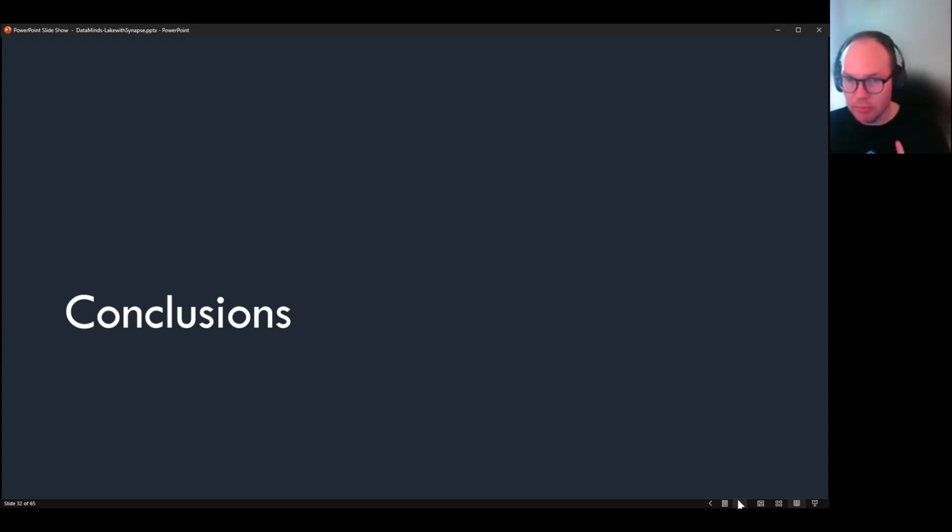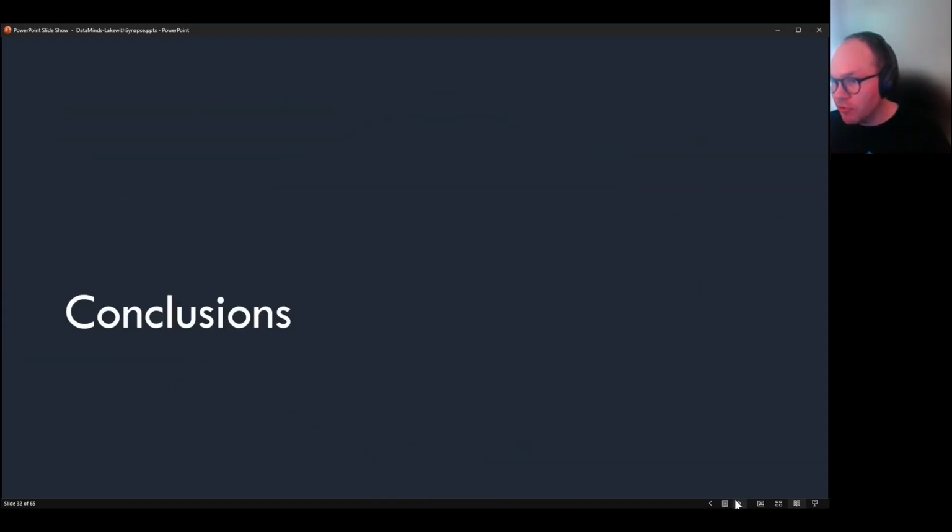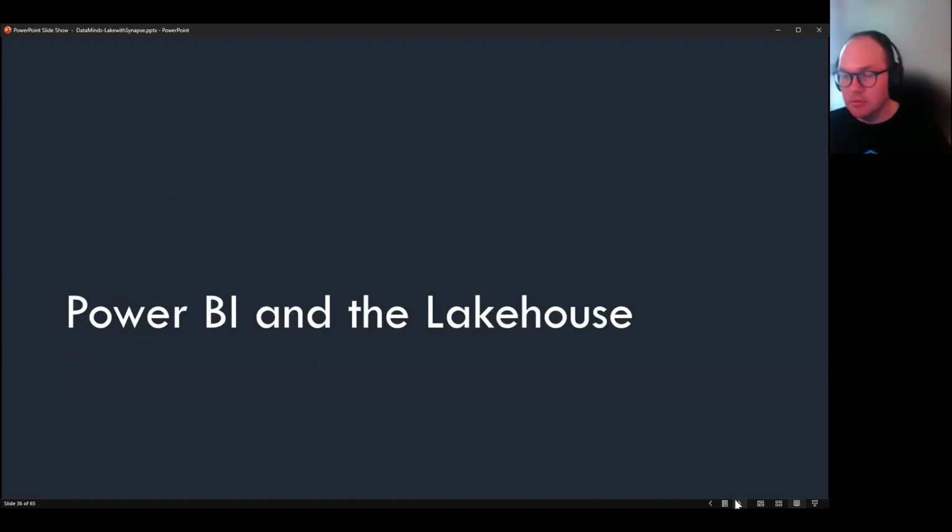Given we've got a little bit of time, I'm going to take 5 minutes to cover off one additional thing. Sometimes people say to me, how do we make things like Power BI work with this, some sort of in-memory tool?